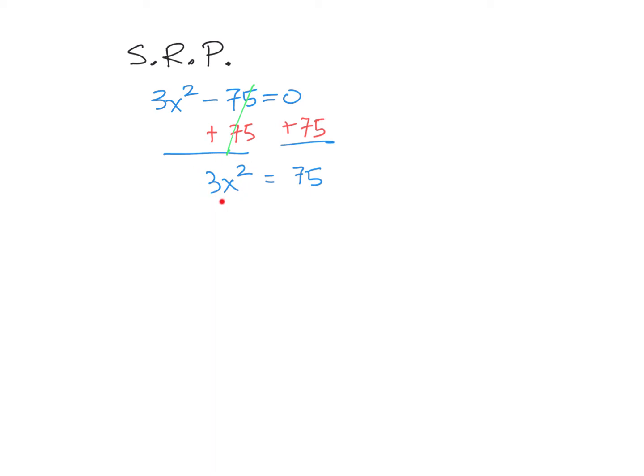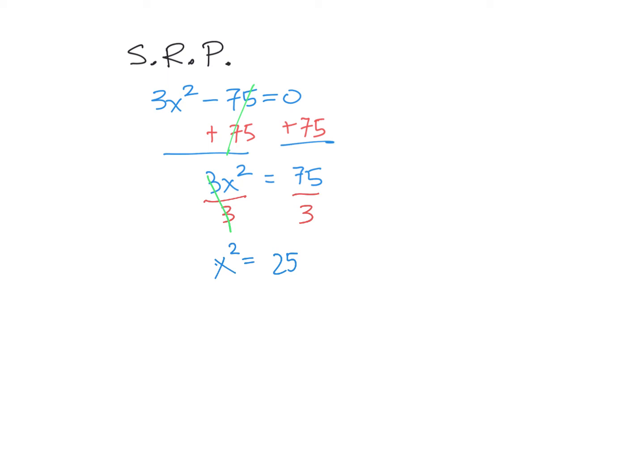When I write this 3x squared, the only thing that's being squared is the x. Order of operations say I do the exponent before I do the multiplication. So I'm not squaring the 3, I'm only squaring the x. So to get the squared thing by itself, I've got to get rid of this multiplication as well. So I'm going to divide both sides by that 3. Multiplication and division cancel. So x squared equals 75 divided by 3 is 25.